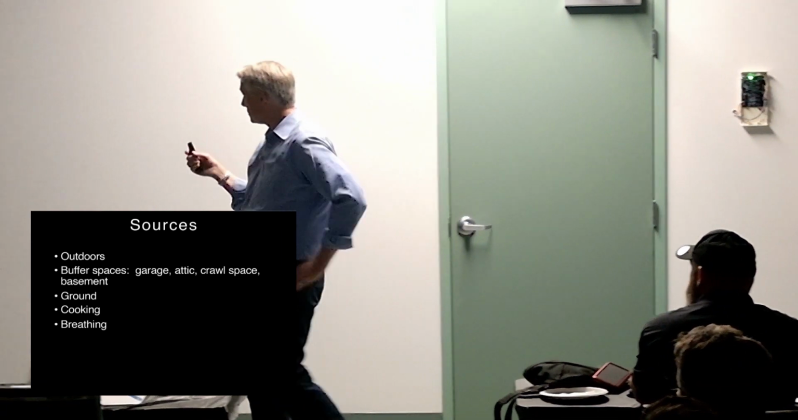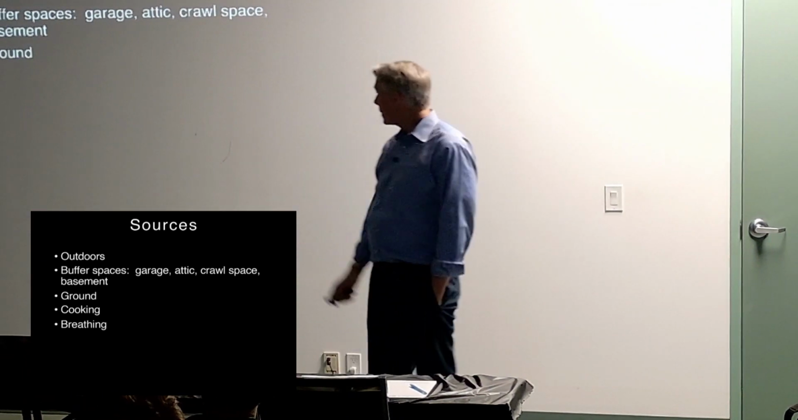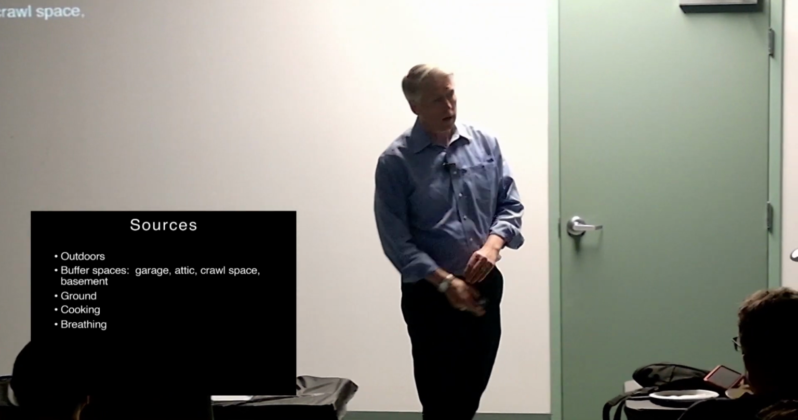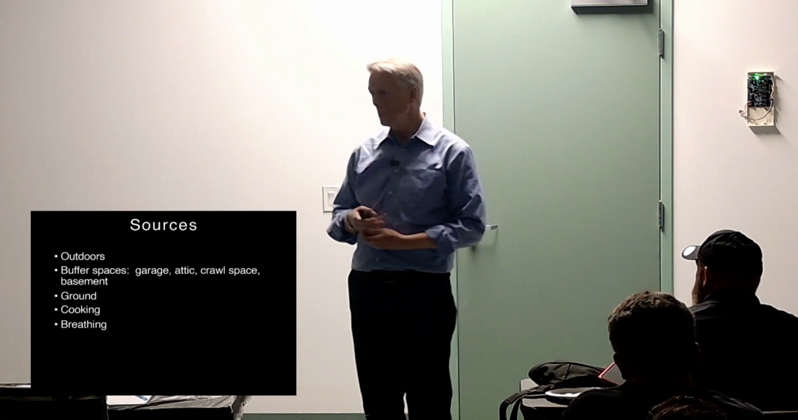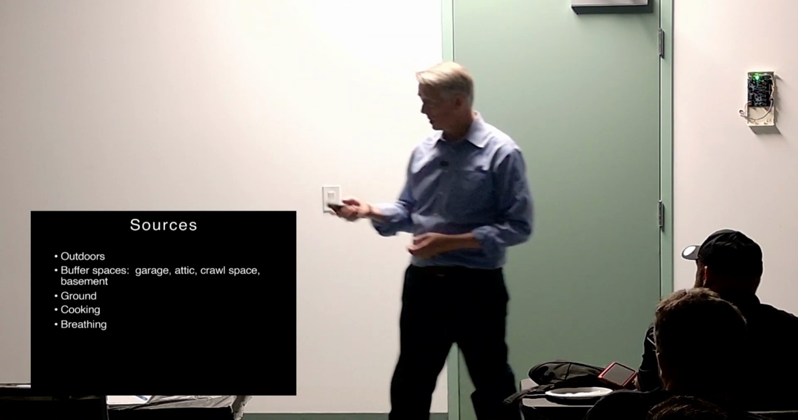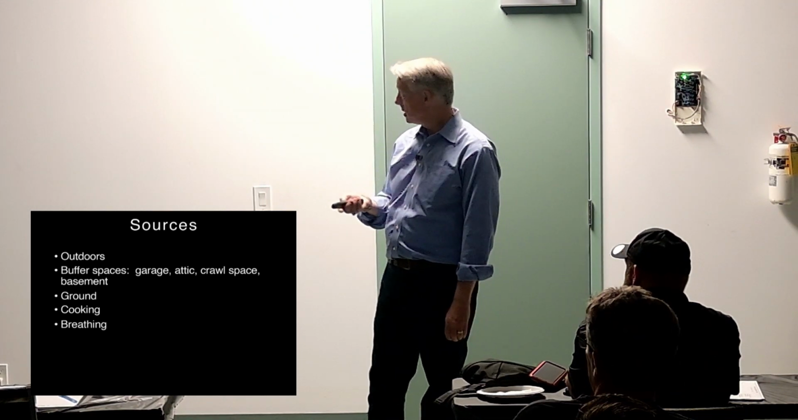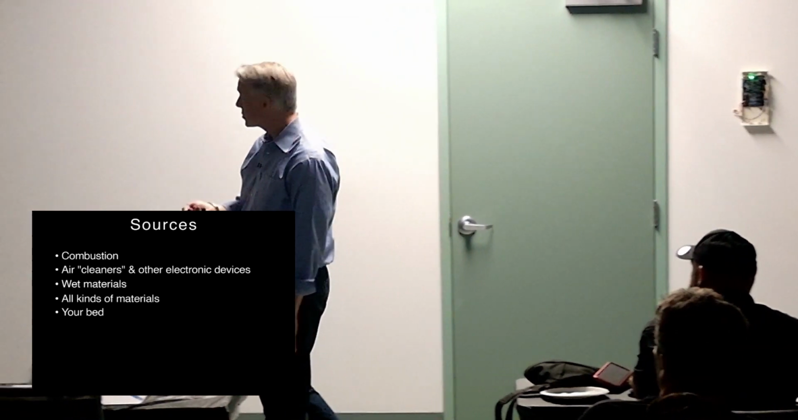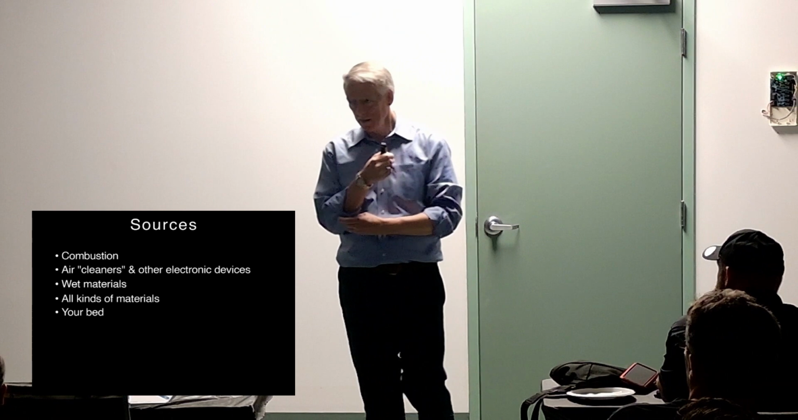Buffer spaces, garage, attic, crawl space, basement, we talked about that a minute ago. The ground, so radon, but that's not the only one. Water vapor can come up from the ground and get into the house. Methane is another soil gas that can come up and get into your house. Cooking creates pollutants. Breathing, and some more, combustion. Air cleaners, we didn't talk about that yet. I've got more to say about that.